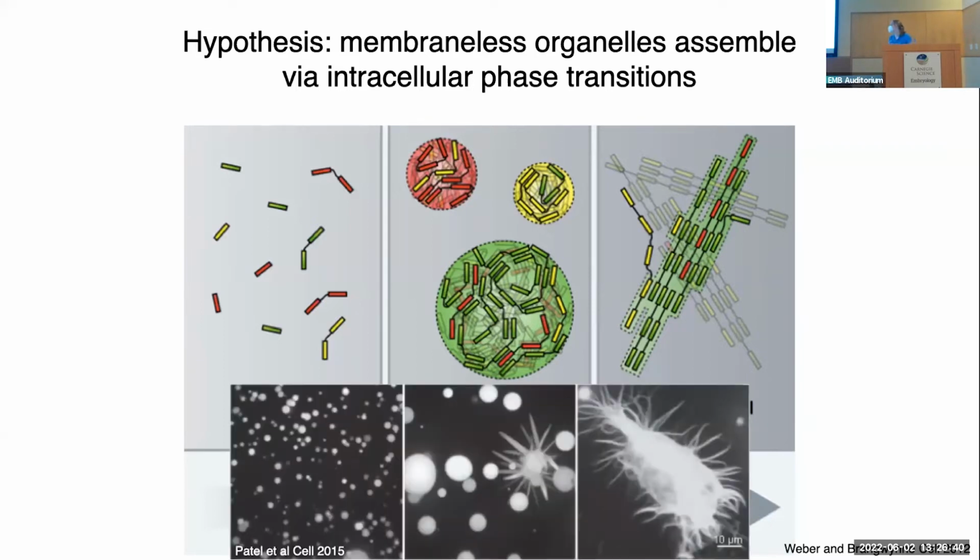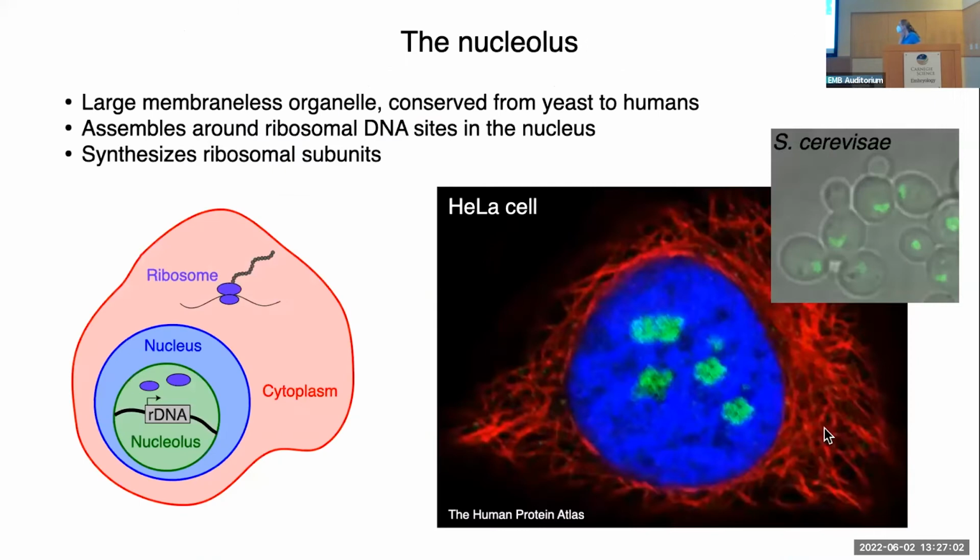And indeed, people have shown in vitro that many proteins can be in a soluble form, or in a condensed form, with either liquid-like spherical shapes or amorphous fibrous things. And so it's been really well characterized now in vitro, but less has been done in vivo. And so when I started my postdoc, I was really interested in looking at these phase transitions in live cells. To do this, we used the nucleolus, which is one of the largest membraneless organelles. And it's conserved from yeast to human.